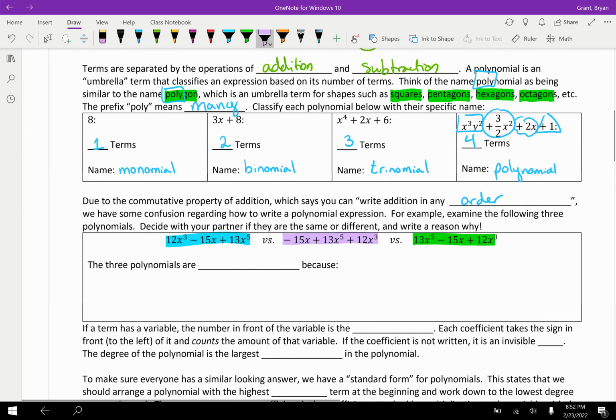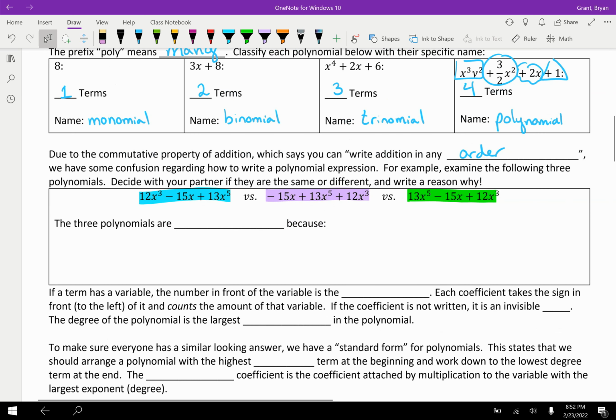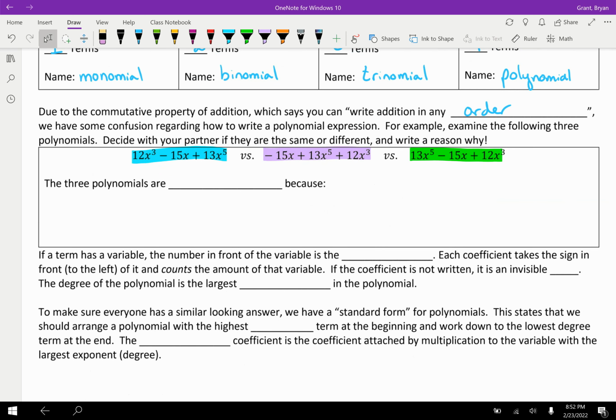What I'd like you to do is work with your group and decide if those 3 polynomials are the same or different, and then give me a reason why. Just a quick little sentence or a little snippet. So go ahead and pause my video here. It should be pretty quick. Chat with your group. Once you're done, maybe hold a thumbs up or let your teacher know, and then we'll discuss. Ready, set, go.